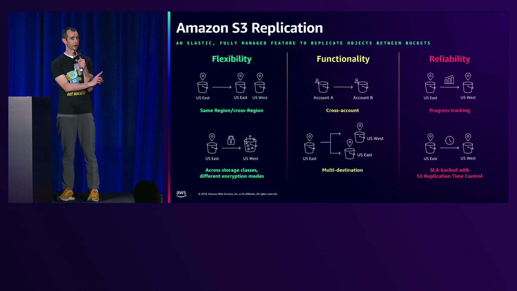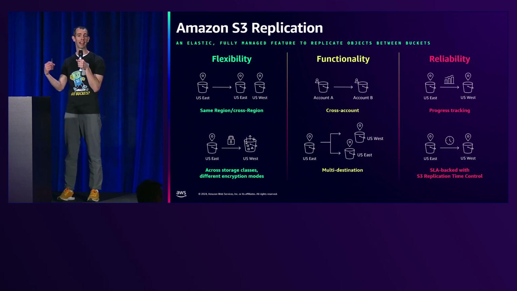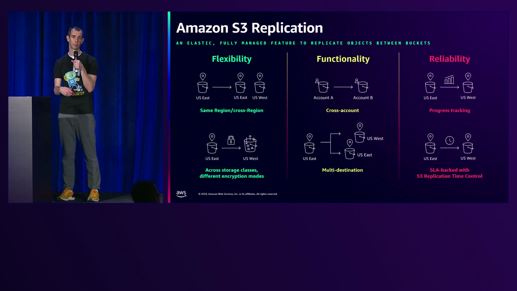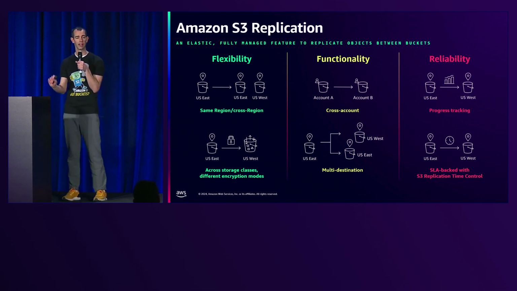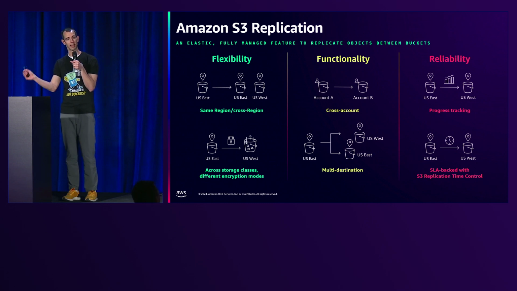Progress tracking, we'll go through some of the metrics examples, and then we'll talk about how you can get SLA-backed replication with replication time control. So I have critical data, it's uploaded to Northern Virginia, and I want to make sure that within 15 minutes I've got a copy in Oregon. If anything happens, I want to make sure that data gets to Oregon very quickly. Replication time control is the answer for you, and then you'll have metrics to make sure everything's replicated in a timely manner.